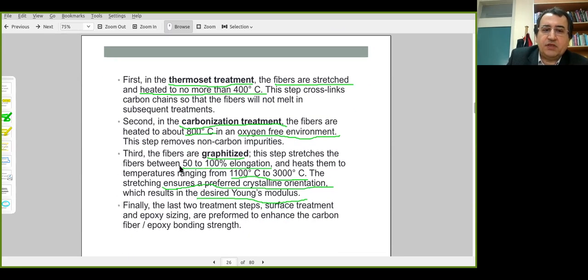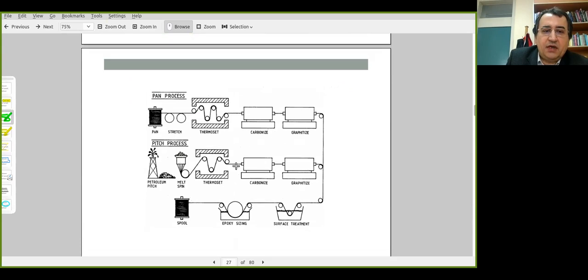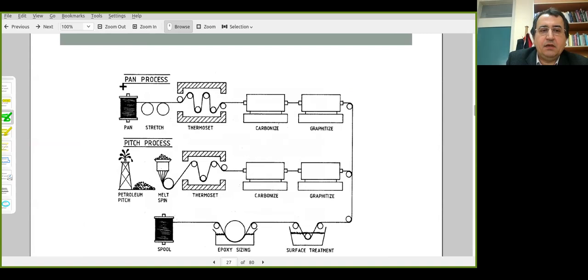After these processes are completed, additional surface treatments are applied to the fibers. This will promote fiber to matrix bonding in later manufacturing processes or steps. The diagram summarizes the manufacturing processes for carbon fibers. There are two types of main precursor materials: PAN-type fibers and pitch-type fibers.